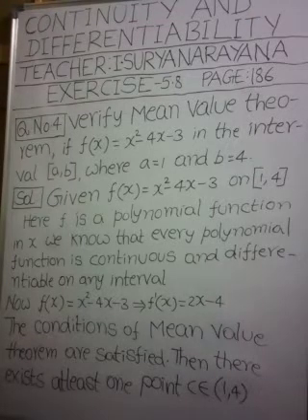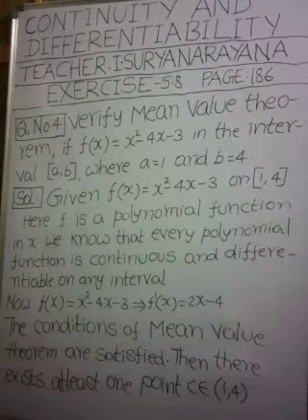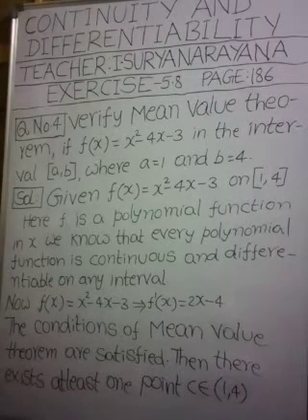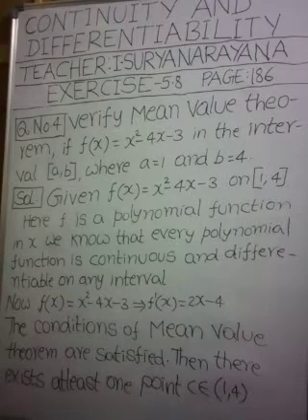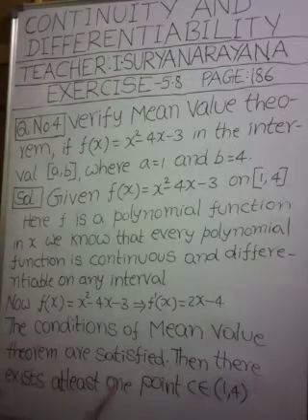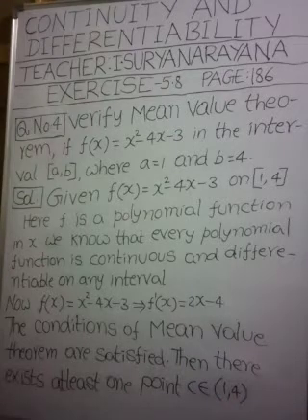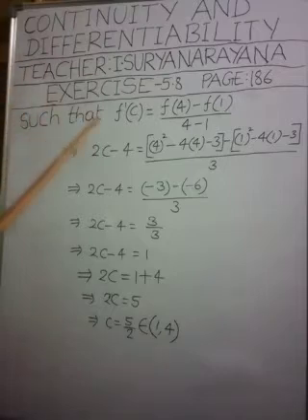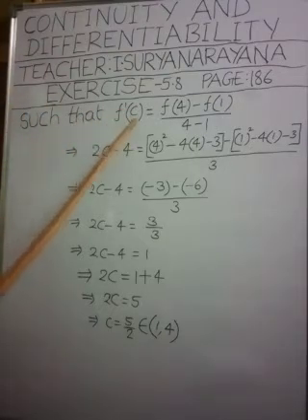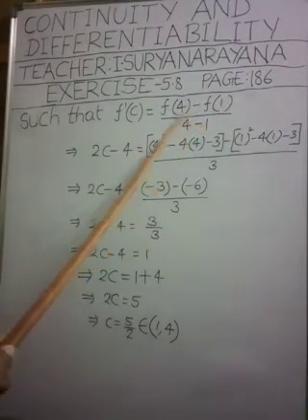Okay, my dear children? So the two conditions are satisfied, but in the case of Rolle's theorem, three conditions should be satisfied, whereas in the case of mean value theorem, two conditions are enough. So the two conditions are satisfied. Then there exists at least one point c belongs to the open interval (1, 4) such that f'(c) is equal to (f(4) minus f(1)) by (4 minus 1).